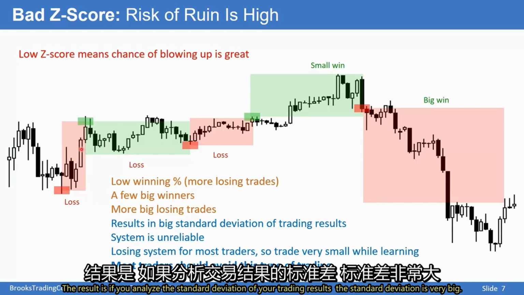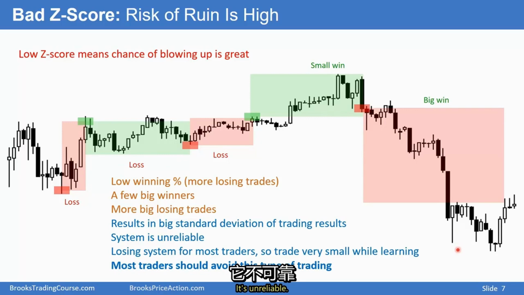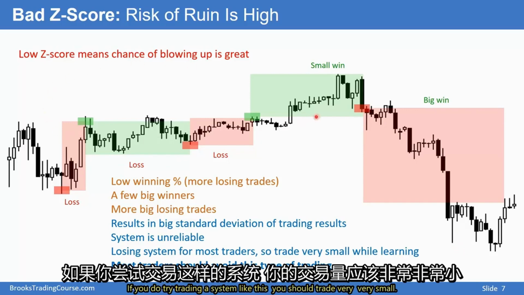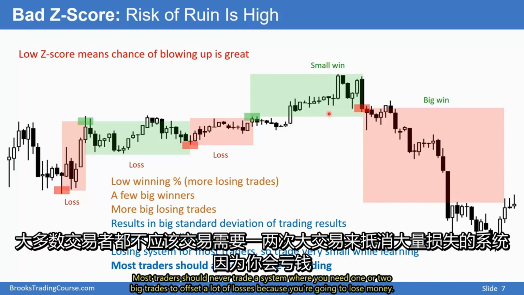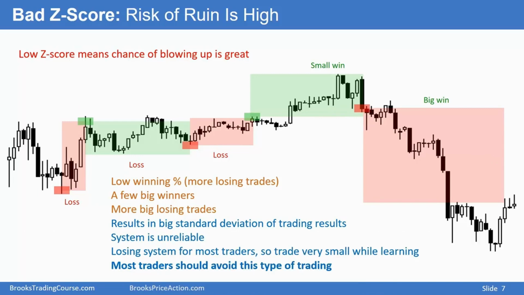The result is, if you analyze the standard deviation of your trading results, the standard deviation is very big. You have some very small trades, some very big trades, and that is a very dangerous system. It's unreliable. If you do try trading a system like this, you should trade very, very small. Most traders should never trade a system where you need 1 or 2 big trades to offset a lot of losses, because you're going to lose money. The odds are just overwhelming that you're going to lose.